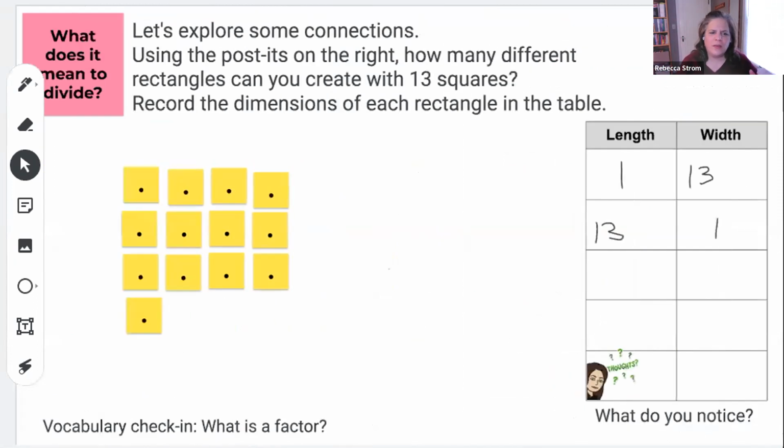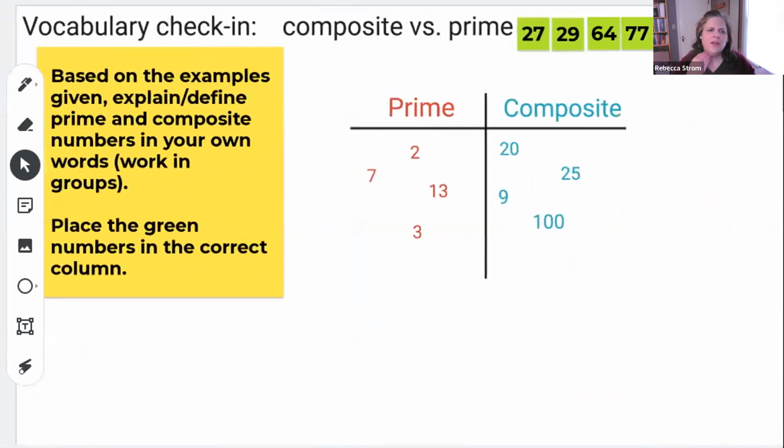So once again, this talks about prime numbers. It introduces it, but we're pulling in that vocabulary check-in. What does it mean to be a factor? I can put things into equal groups without anything left over. So let's keep playing with this idea. If we talk about prime numbers, then of course we want that mathematical vocabulary. So what is a composite number?